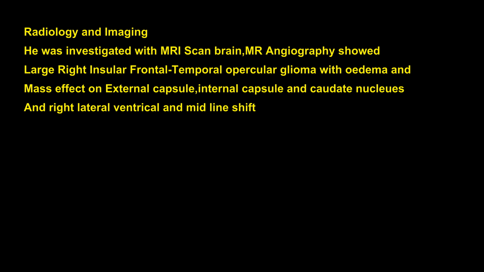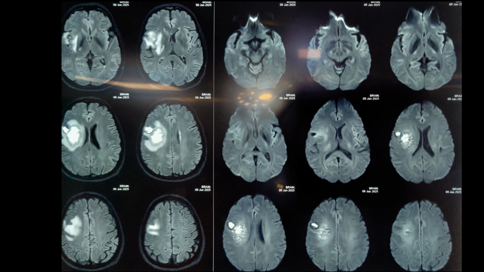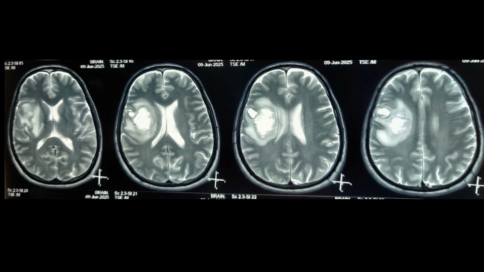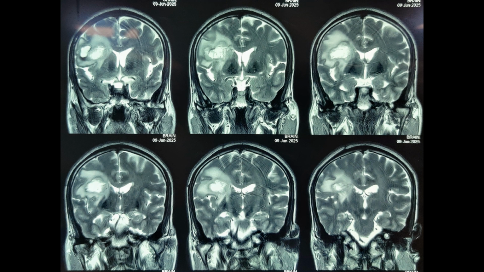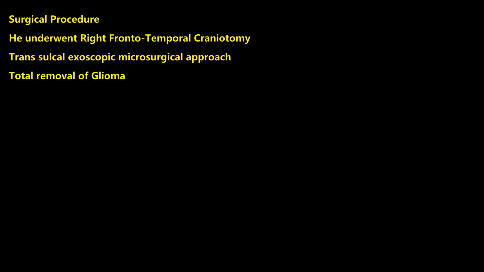With this, he was investigated with an MRI scan of the brain and MR angiography, which showed a large right insular frontal temporal opercular glioma with edema and mass effect on the external capsule, internal capsule, caudate nucleus, and the ventricle on the right side, with a significant amount of edema and midline shift from right to left. These are the various sections of the MRI scan showing the location, extent, and involvement of the tumor, with areas of necrosis suggestive of a high-grade tumor.